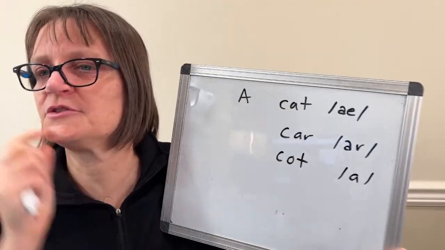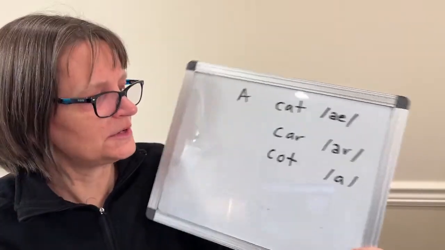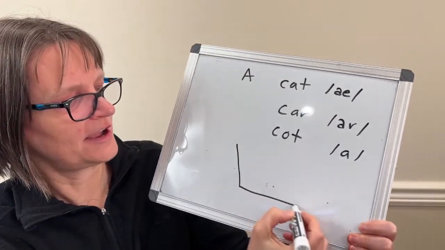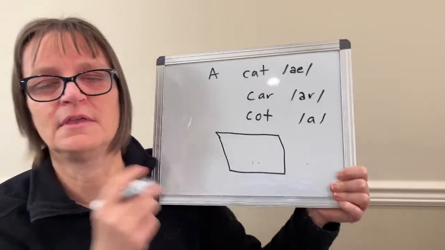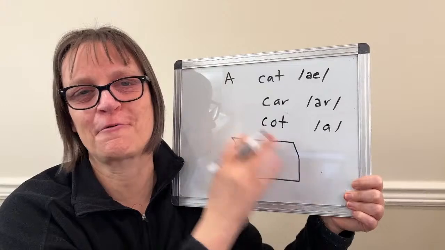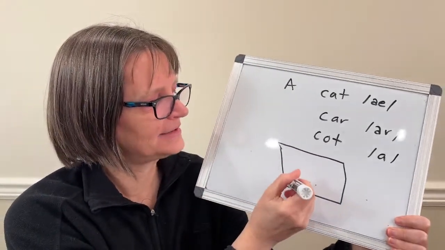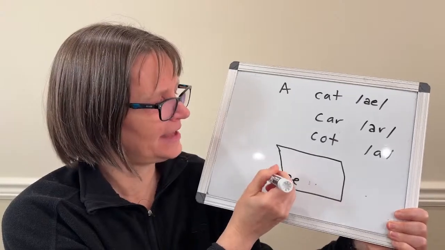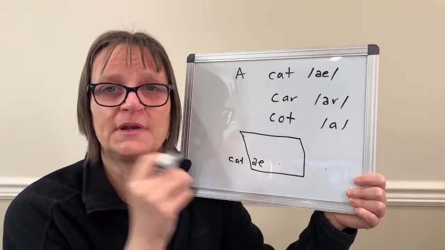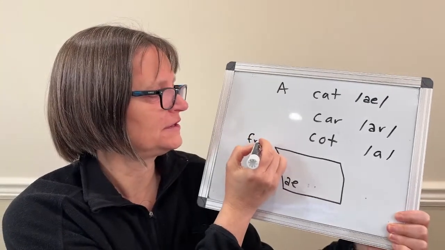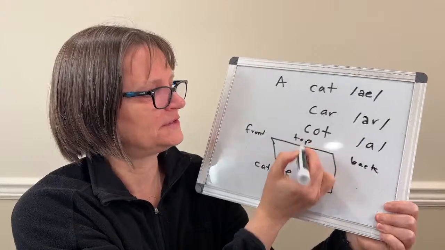Okay, so let's look at these 3 and talk about our tongue position. So I always like to use the vowel quadrangle when I'm talking about vowel sounds. The idea here is that it's supposed to be like the shape of our mouth. Of course, we don't have these straight lines in our mouth, but when we're saying the a sound, like in cat, what's happening is that the front of our mouth is open. So this is the front of the mouth, this is the back, this is the top, and this is the bottom.